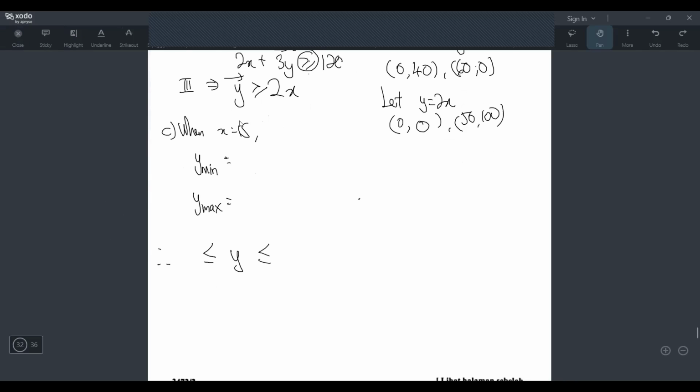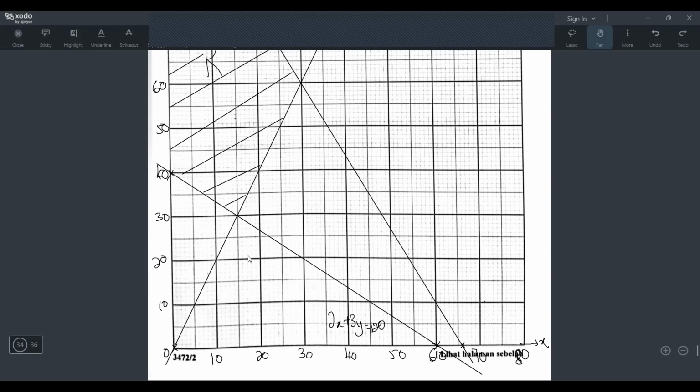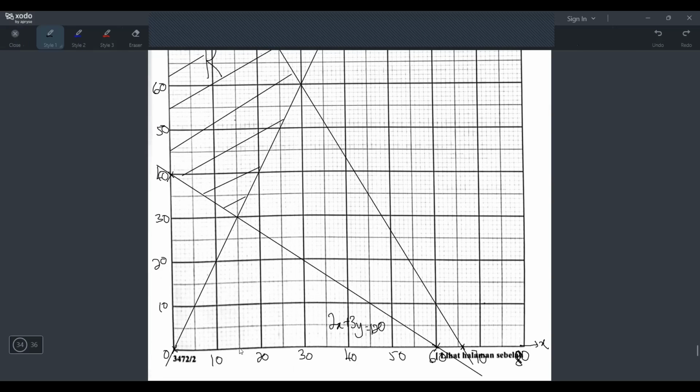So let's go to our graph. Pergi ke x-axis, cari 15. So let's go to the x-axis, cari 15. Okay, so this is x15. And what you do, tarik satu dotted line. And the moment the dotted line touches the shaded region, you terus tarik to y-axis. This is your minimum. It means if you want minimum, you will wait until the first contact point with the shaded region and then tarik. That one is Y minimum.